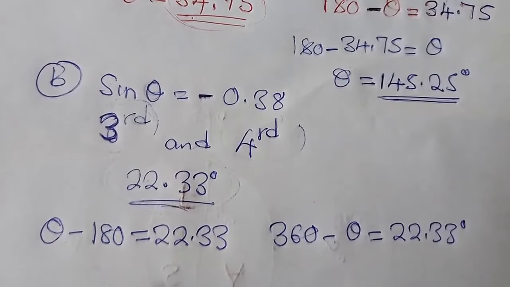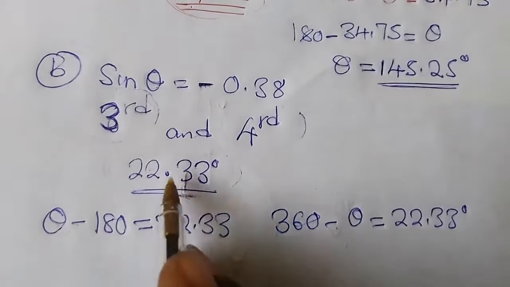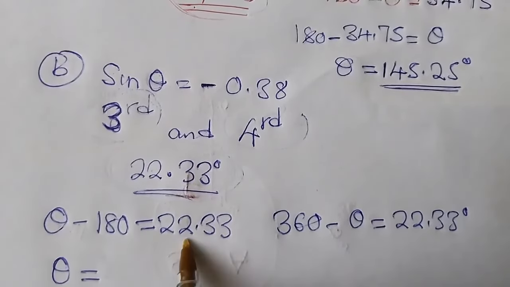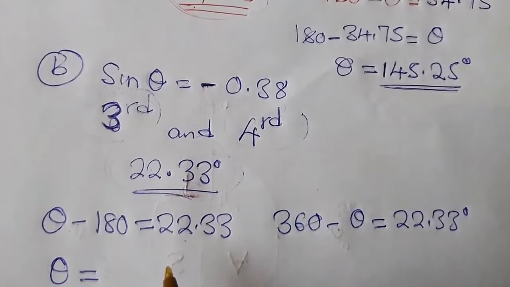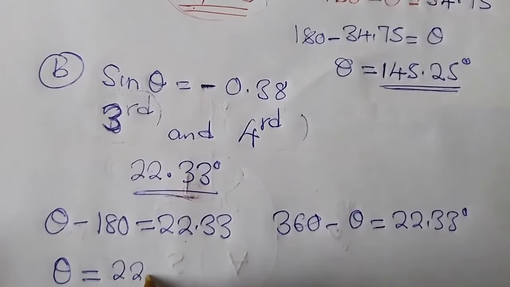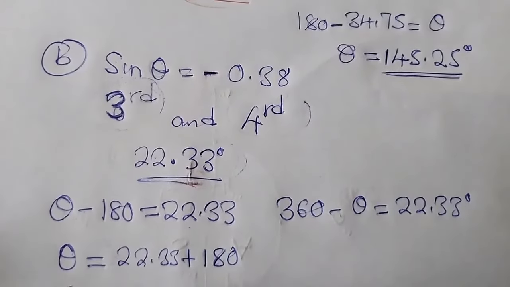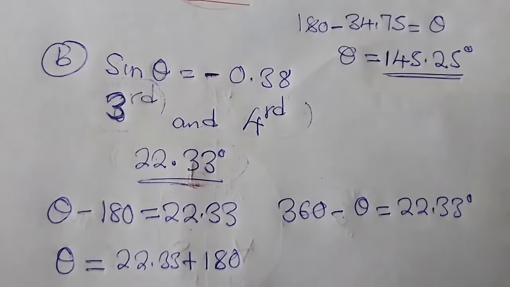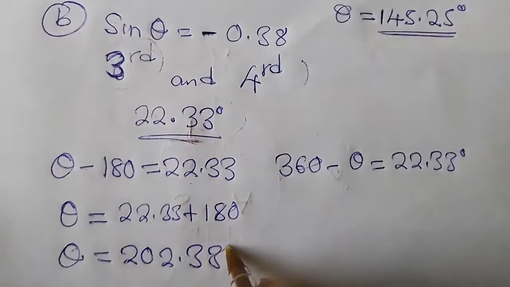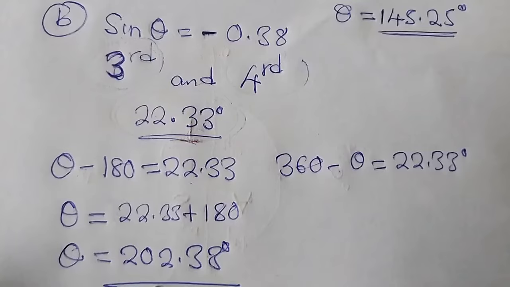So this is what we need to know and understand. Here, you want to find theta, so this one will go to the other side of the equation. Theta will be equal to 22.33 plus 180, because when it crosses the equal sign, the sign will change. When you add these two, your answer is 202.33 degrees. Have you seen? This is how you find this one.